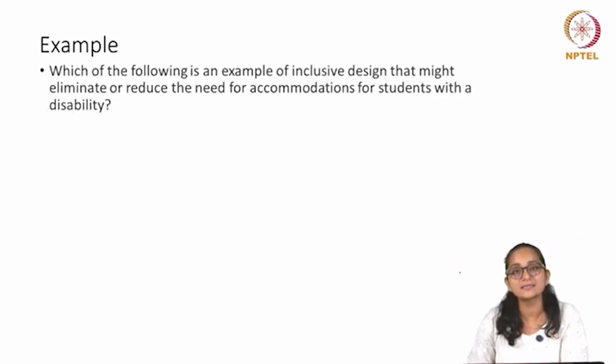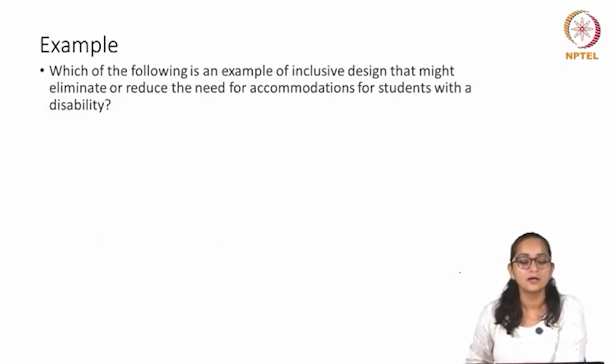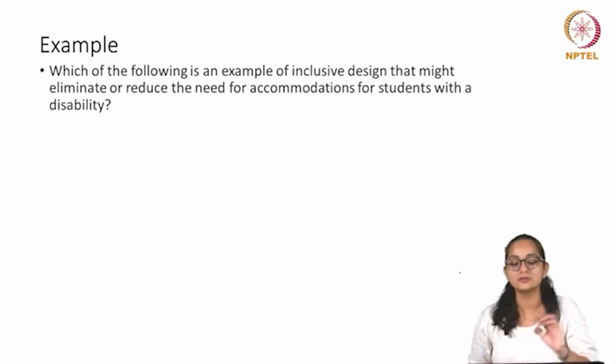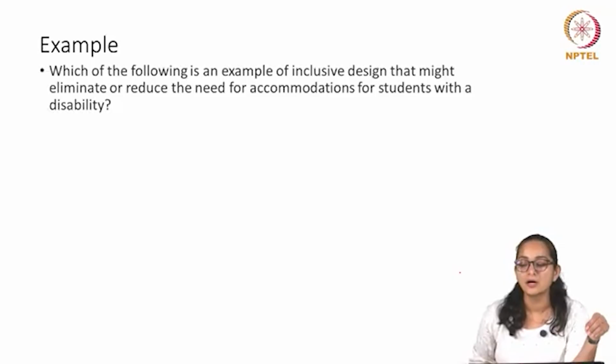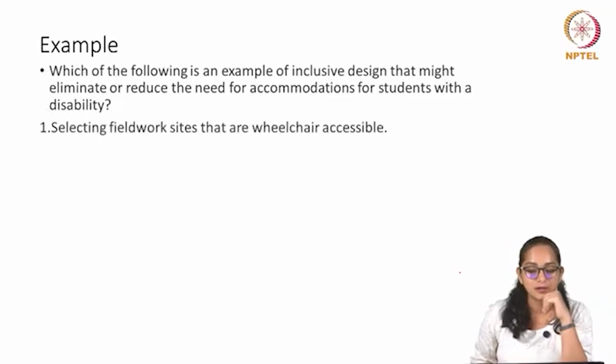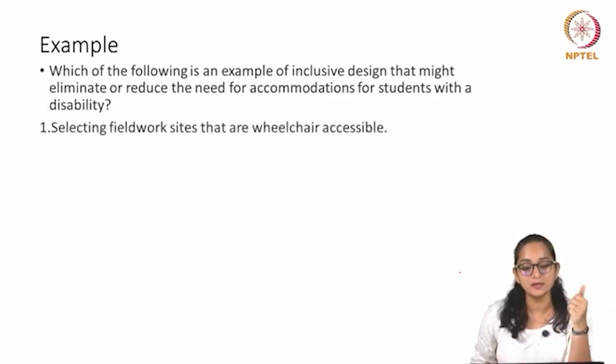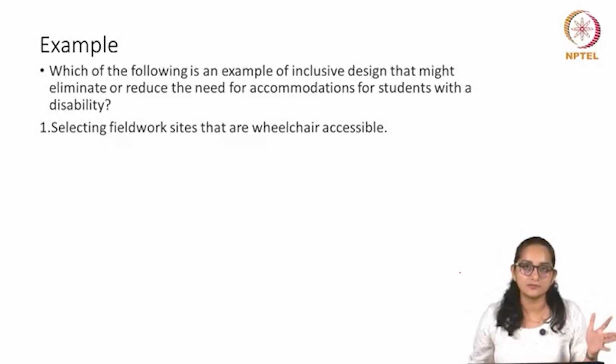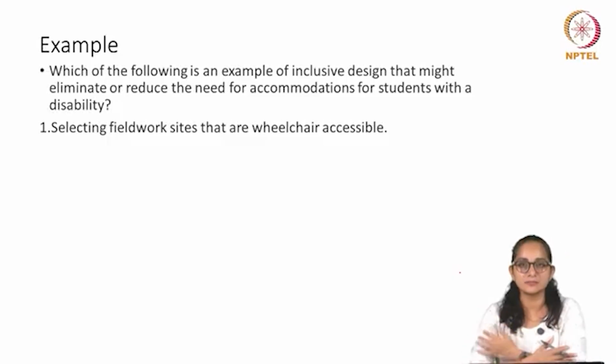So let us take an example and try to understand it much further. Which of the following is an example of inclusive design that might eliminate or reduce the need for accommodations for students with a disability, and which ones are accommodations? Selecting field work sites that are wheelchair accessible. So we are talking about course planning, for example, from a faculty's perspective.